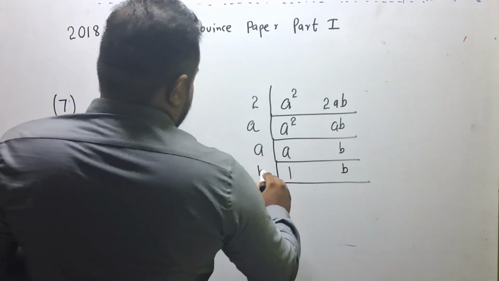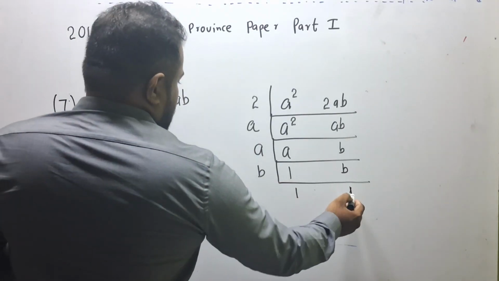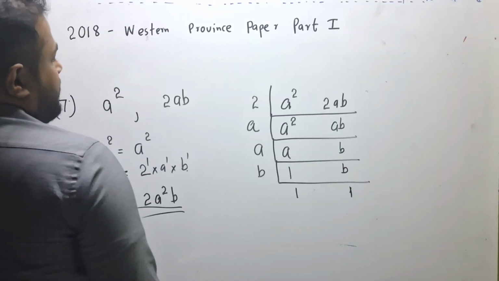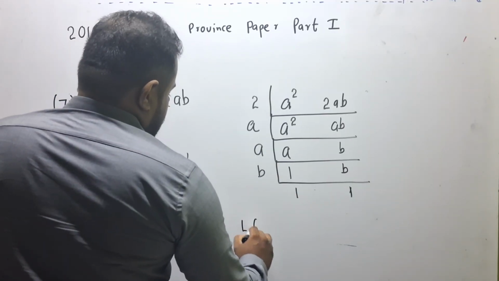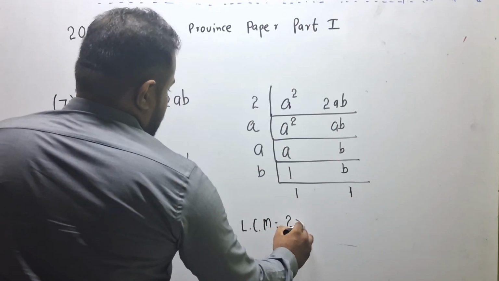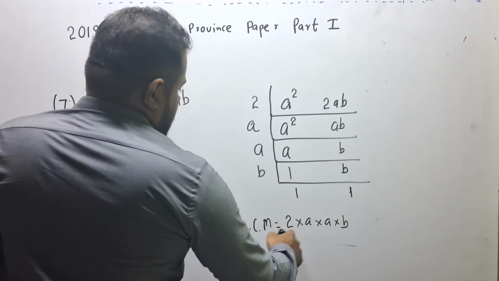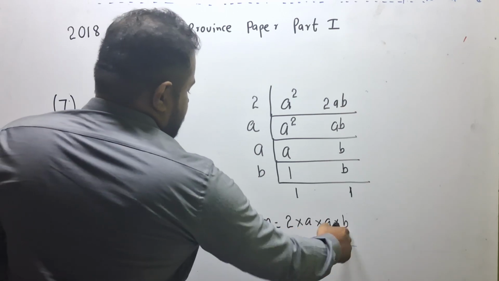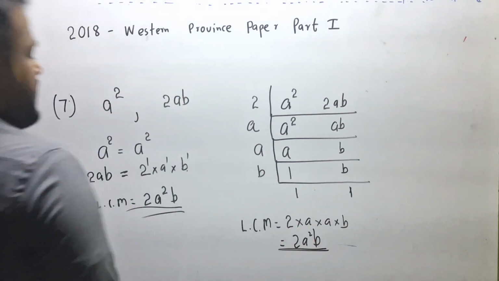Then divide by b, 1, 1. Okay. If 1, 1 appears, that's the end of the question. So you can write LCM equals 2 times a times a times b. 2 times a times a times b is 2a squared b. That's the answer.